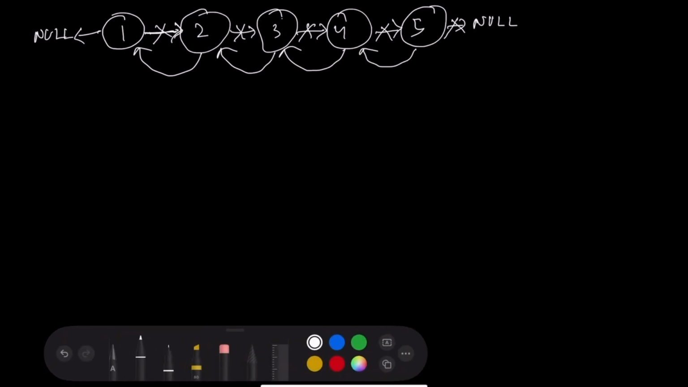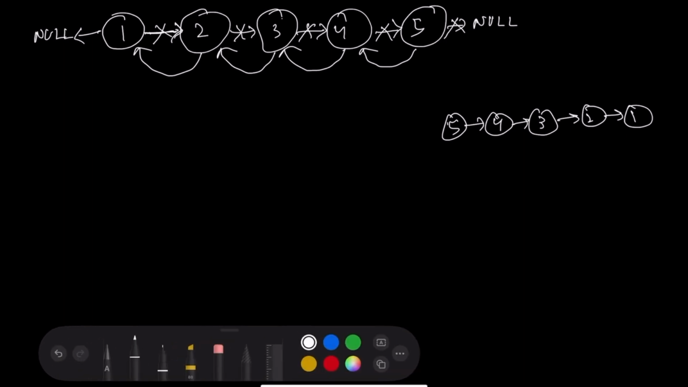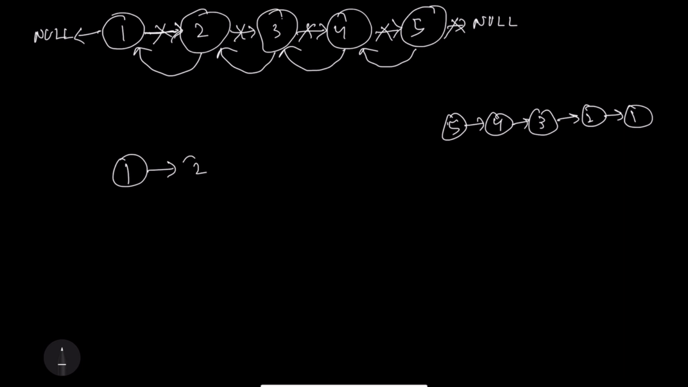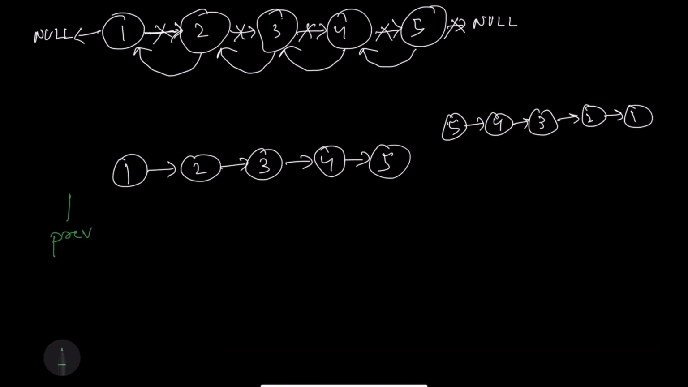So how can we do this? Once we have done this, we have our reversed linked list, which would be 5, 4, 3, 2, 1, and our 1 will be pointing to null. So how can we achieve this? Now we have 1, 2, 3, 4, and 5. To achieve this, we will have a previous pointer which should be pointing to null. So we can break our link here and our 1 can point to null.